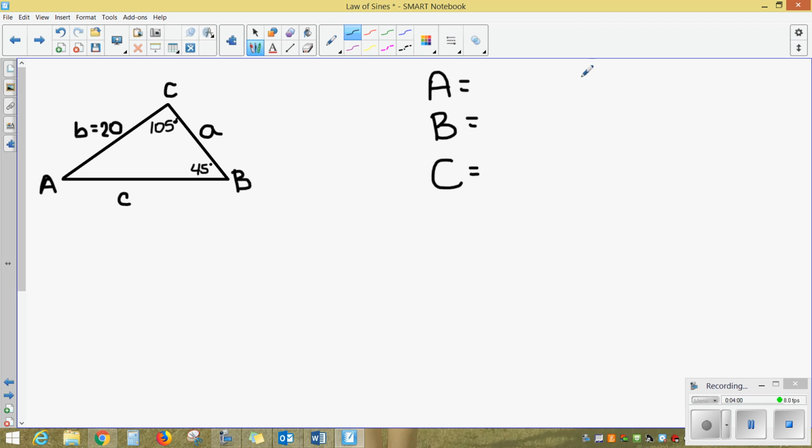And in some of the problems, instead of drawing you a picture, they just tell you lowercase a equals this, or capital A equals that. And it looks like we know that side B is 20. It looks like we know angle C is 105 degrees, and that angle B is 45 degrees.